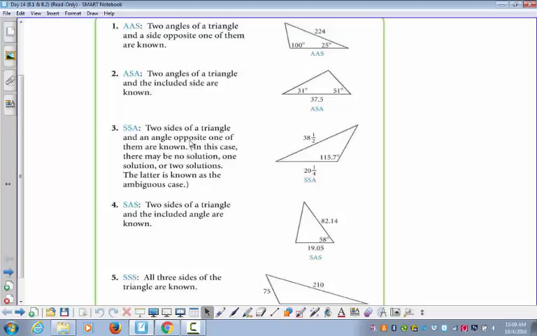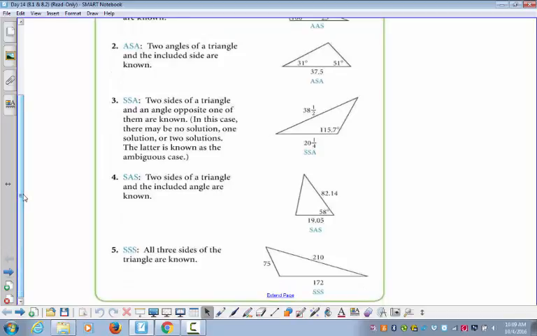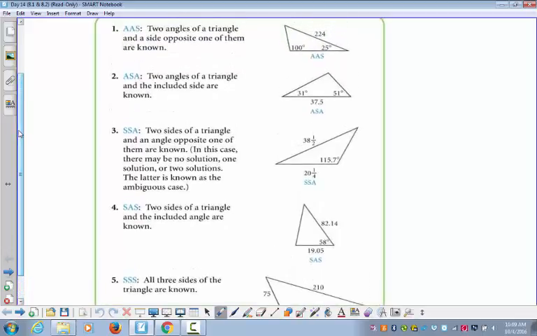Easy enough? And then the last one is SSS. So the last one is side, side, side. We know all three sides. We know no angles. Is it clear why we can't have an angle, angle, angle? Why couldn't we have an angle, angle, angle? Because that could be scaled to any number of triangles. We wouldn't have a unique triangle if we had just the three angles.